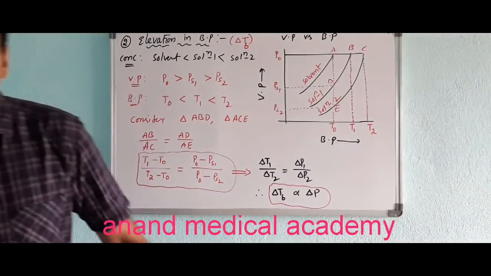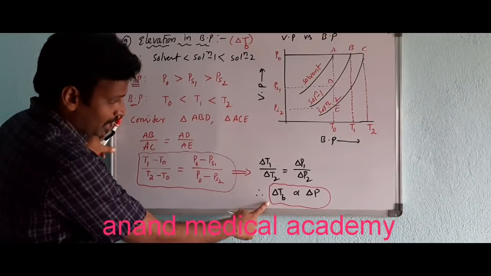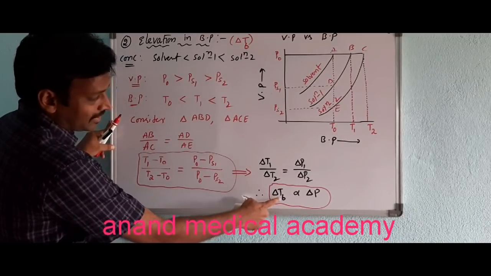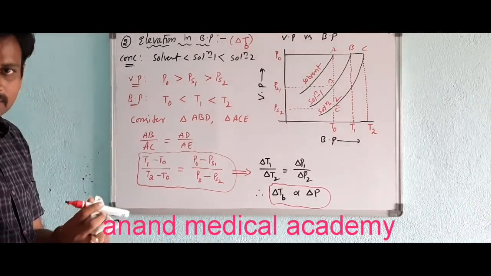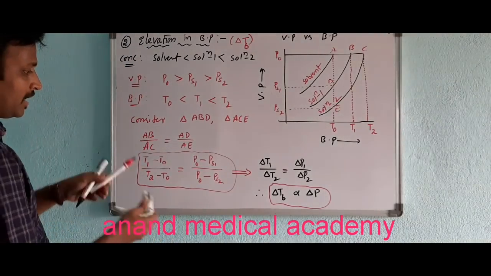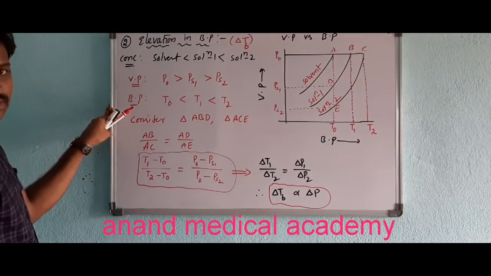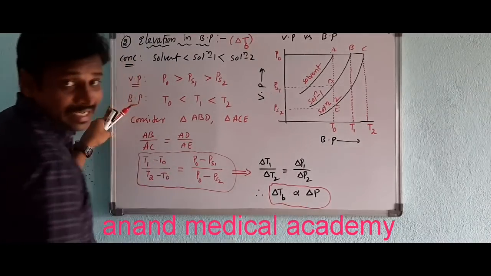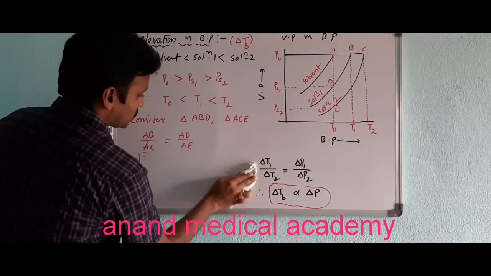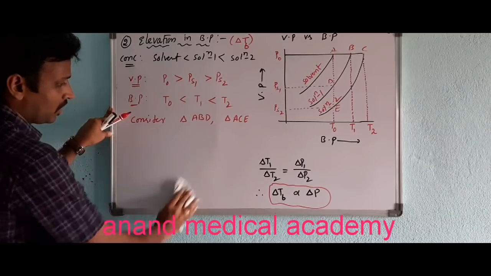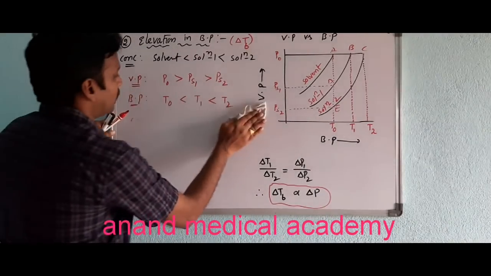So let's see now how to get the relation. Just remember this. Delta TB is proportional to delta P. Just have a look at that and remember both. Delta TB is proportional to delta P, because you know what exactly delta P is. That's why I am telling you to remember that particular portion.